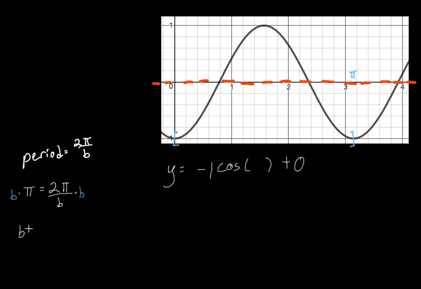We say b pi is equal to 2 pi. We're looking at this, we can say, all right, well, that probably means that b is equal to 2. And you can prove it by dividing by pi. But now we've just proved that this right here is going to be 2.